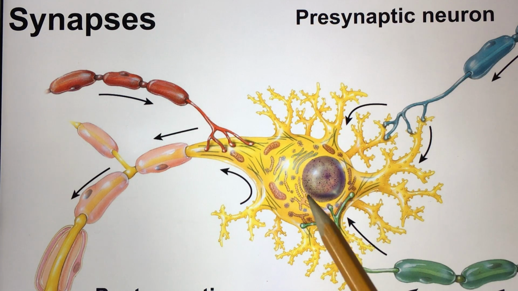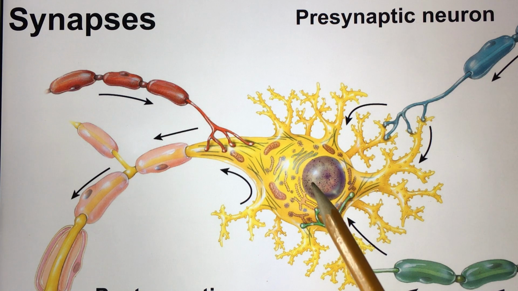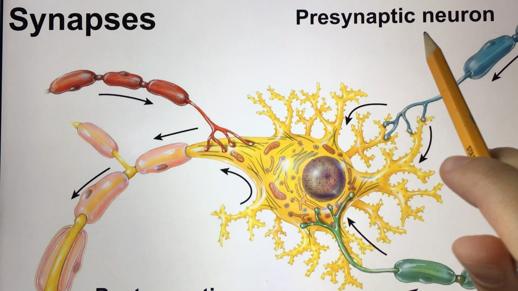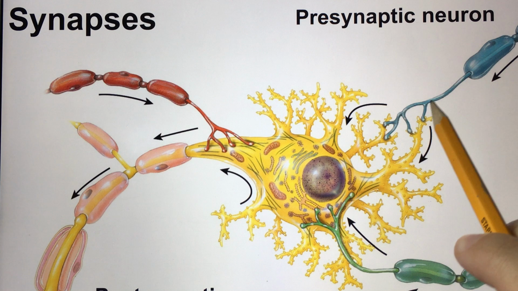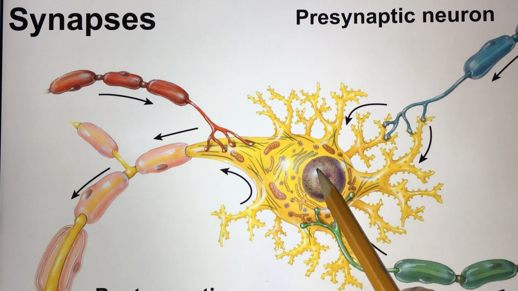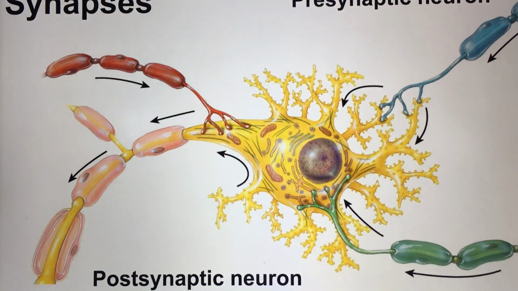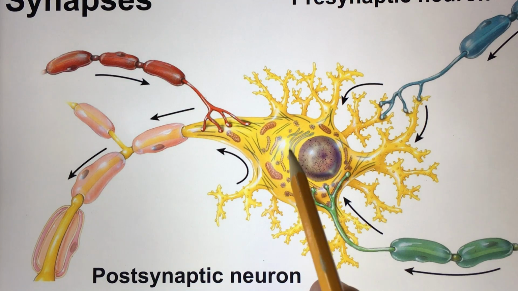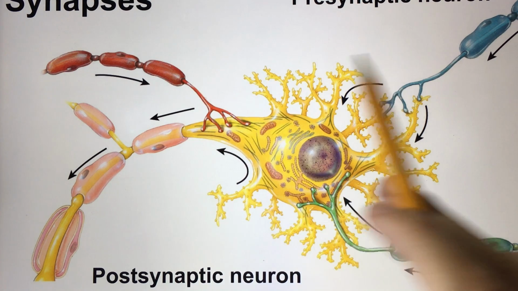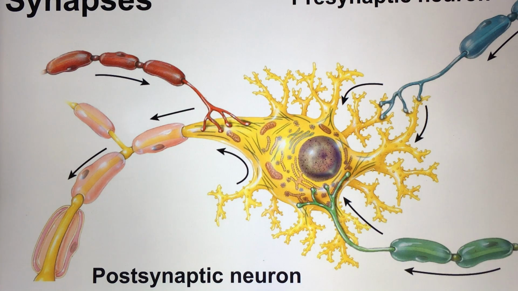So the name of the neurons that are connected in a synapse will be presynaptic neuron, is the neuron that will be sending stimulus to the next neuron, and the next neuron in line will be postsynaptic neuron. So this is a postsynaptic neuron, these are presynaptic neurons.